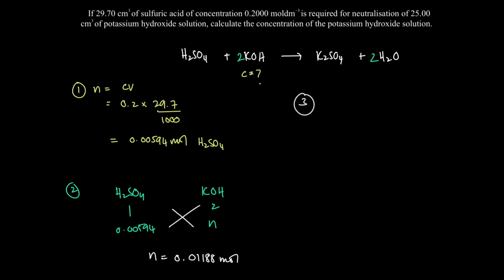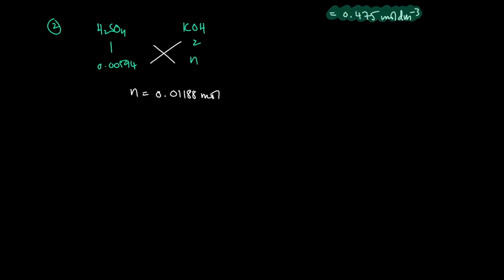The last thing we want to do is find the concentration. We have the number of moles of the unknown, and we know concentration is the number of moles per unit volume. The number of moles here is 0.01188 and the volume is 0.025 dm³, since 25 cm³ has to be given in decimeter cube. So that comes out to 0.475 moles per dm³. That's our answer, the concentration of potassium hydroxide.